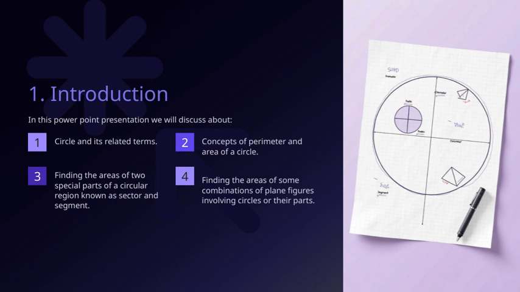We'll look into concepts like the perimeter and area of a circle, which are fundamental in understanding circular shapes. Additionally, we'll discuss two special parts of a circular region called sectors and segments, and learn how to find their areas. Lastly, we'll go over some related terms about circles to help solidify our understanding. These topics are essential as they connect to the broader theme of understanding and calculating areas in geometry, especially when dealing with circles and their parts. So, let's dive into these concepts step by step to see how they all fit together.